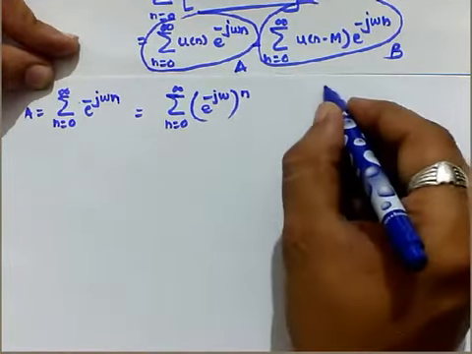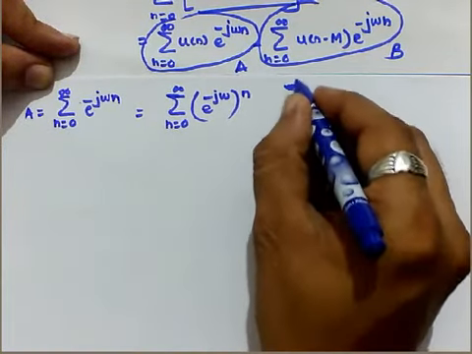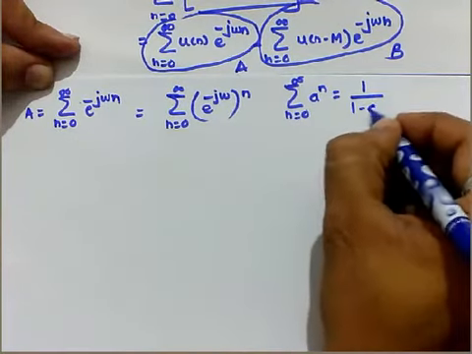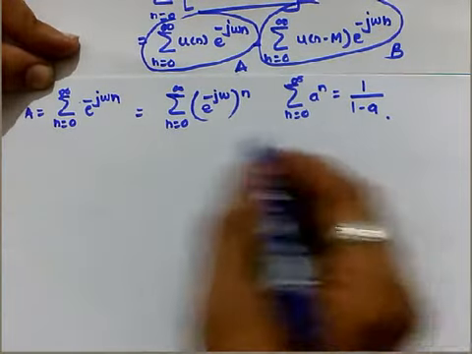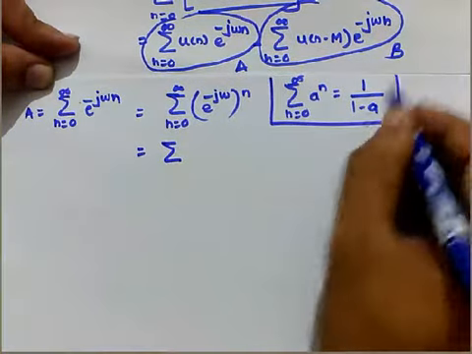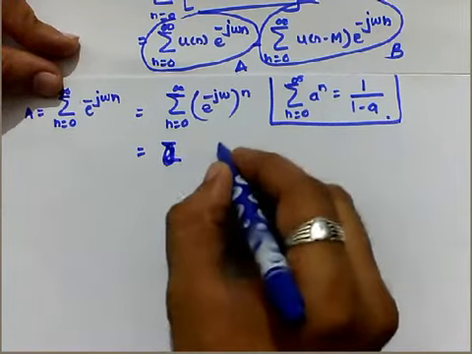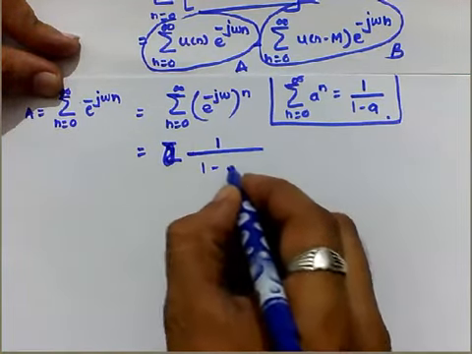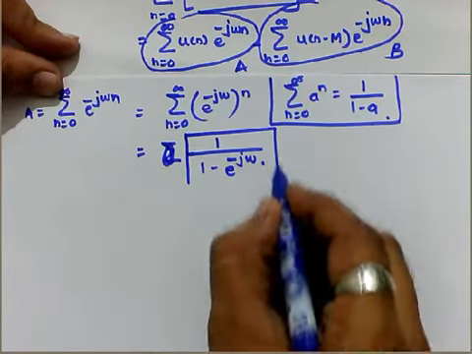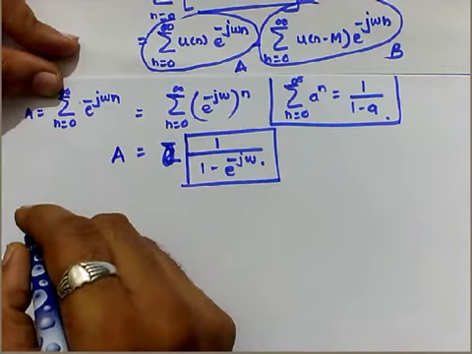Now this is with the identity of summation n is equal to 0 to infinity a raised to n, which can be written as 1 upon 1 minus a. So in terms of the same equation, if we apply it at this point, it will be nothing but 1 upon 1 minus e raised to minus j omega, and that is nothing but the value of A. So we got here the A.